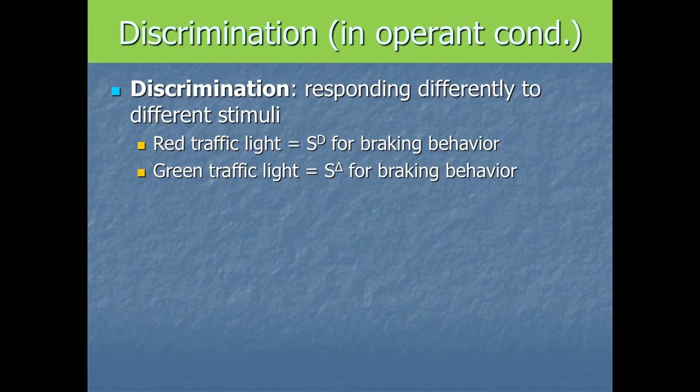You don't want to hit the brakes when you're in the middle of an intersection, right? At the same time, you could say a red light is an S delta for pressing the accelerator in your car, right? It makes it less likely to press the accelerator if you see a red light. The red light can control multiple behaviors simultaneously, right? The red light would make braking behavior more likely, but would make accelerator pressing less likely. The same stimulus can have multiple functions.